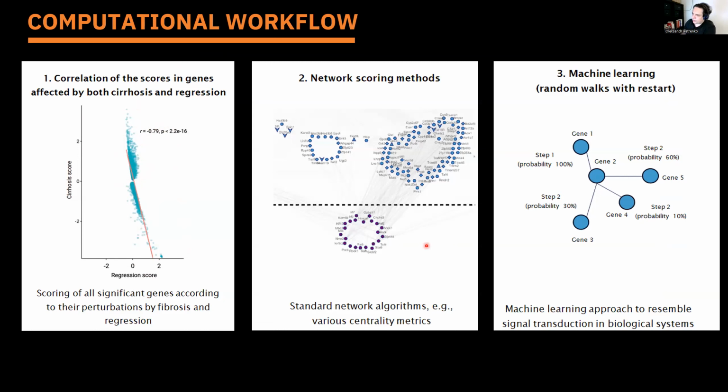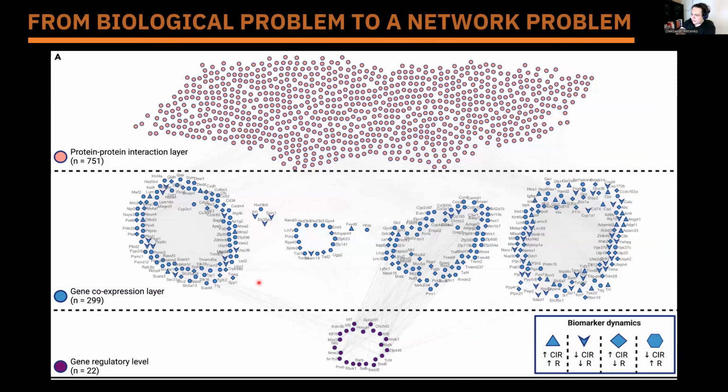I applied a few network scoring methods, which I will show on the next slide. And on that, I will apply machine learning, which I will also explain on the next slide. So this is my network and how I built that. The middle layer was actually the first layer, and these are the models which are correlating with external features, such as portal pressure, fibrosis, and so on.